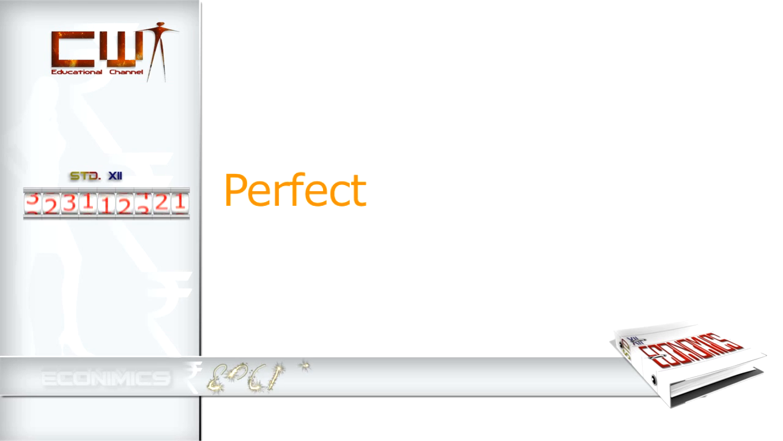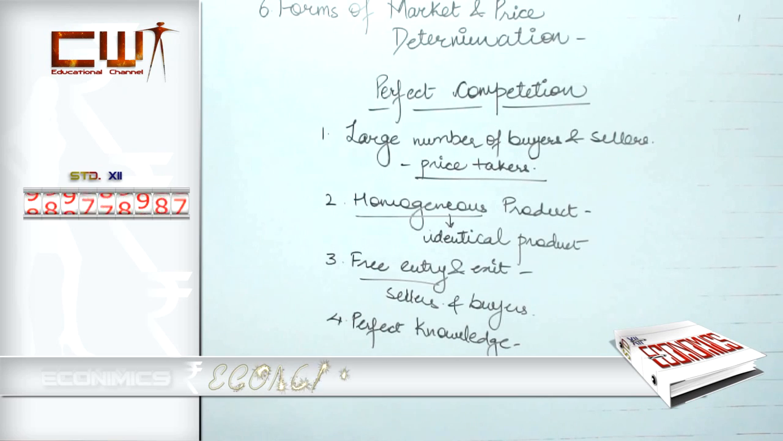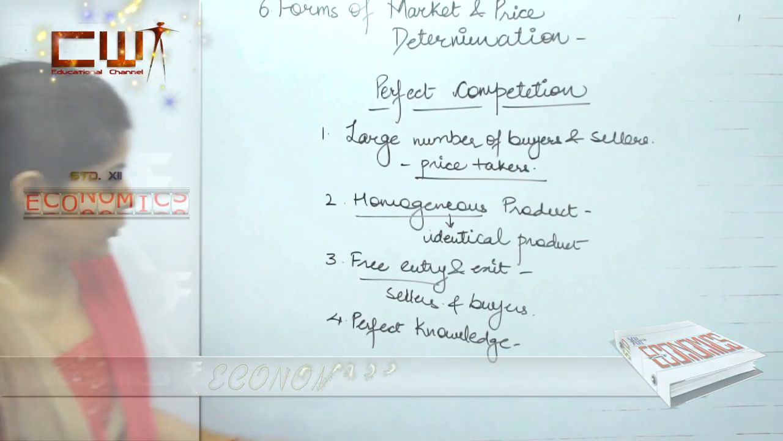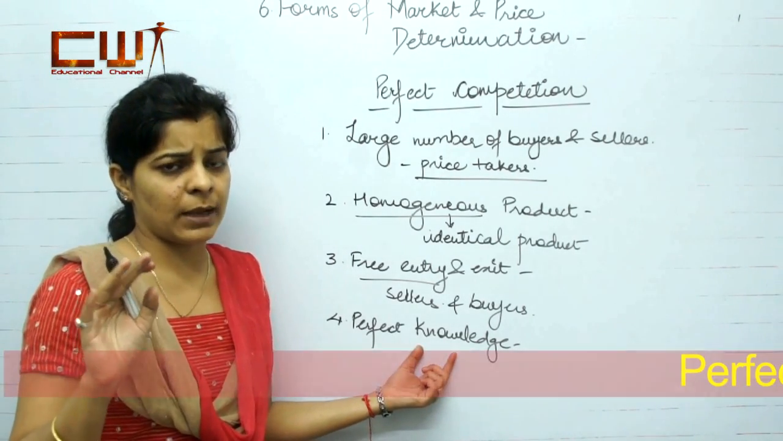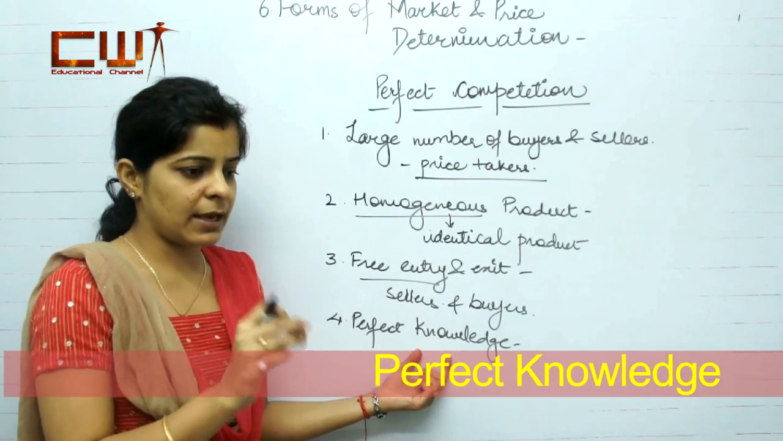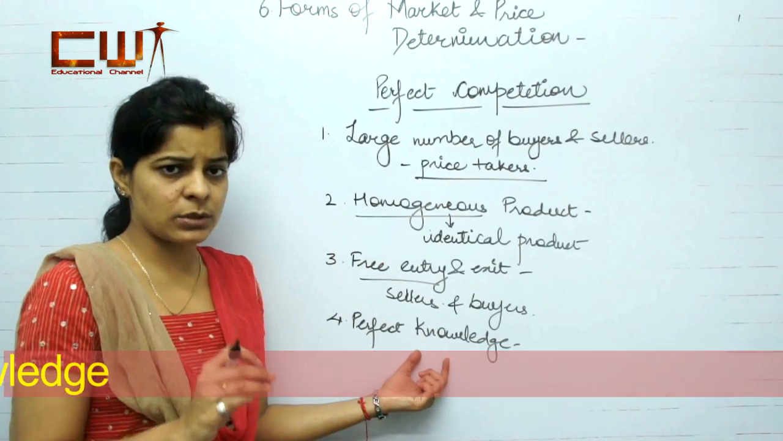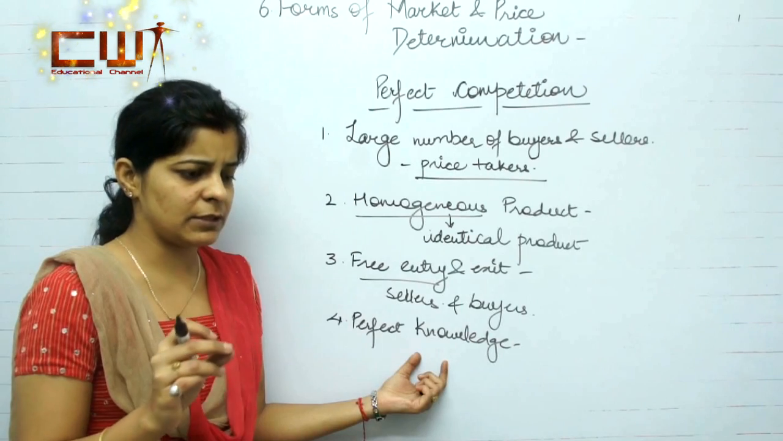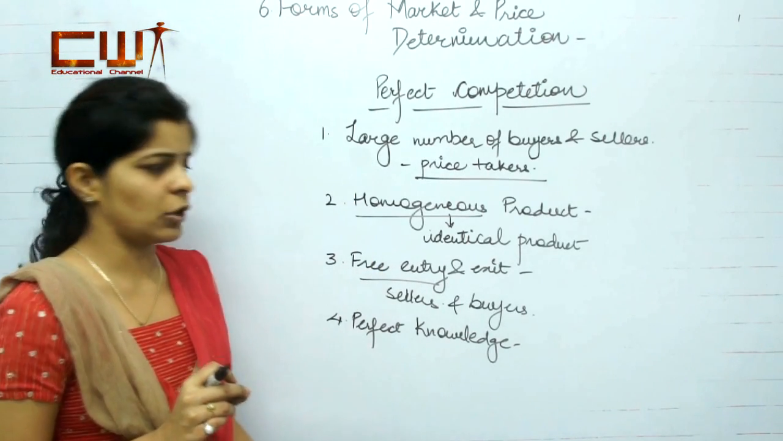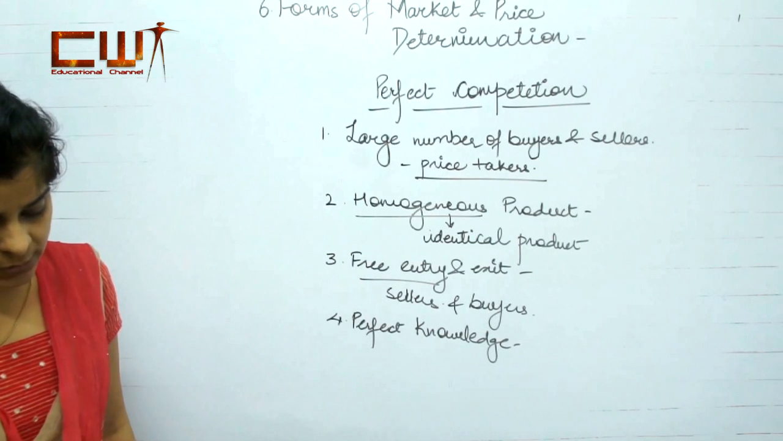Next feature is perfect knowledge. Perfect knowledge means the buyers and sellers know the market conditions, prices and other features of the product. So the buyers and the sellers have perfect knowledge of the market. That is, they know that there are these many sellers, they are selling goods at the same price, and they are selling the same goods, goods that are identical to each other. Market means the type of goods, the prices and all the stuff.